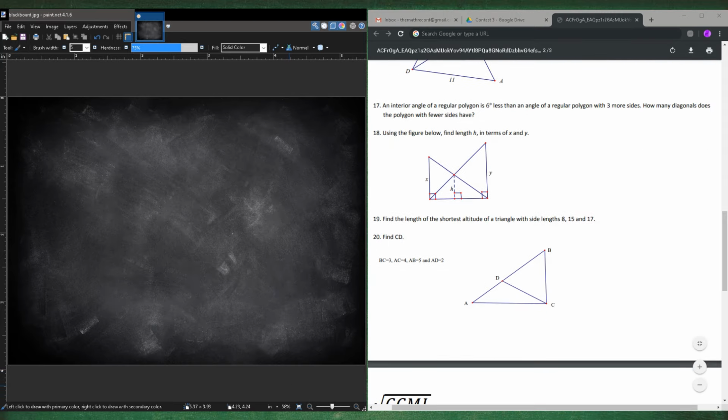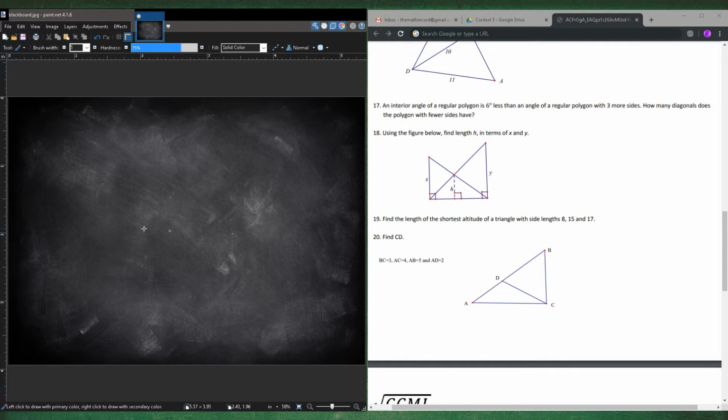18. Using the figure below, find h in terms of x and y. So let's draw that out.